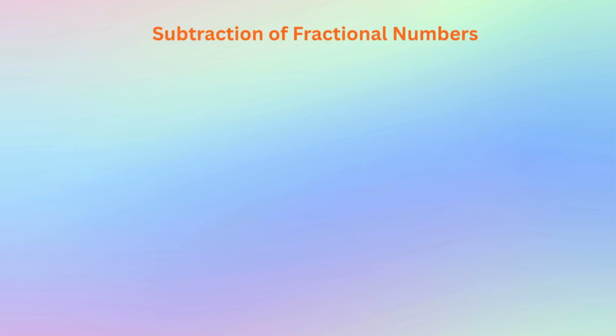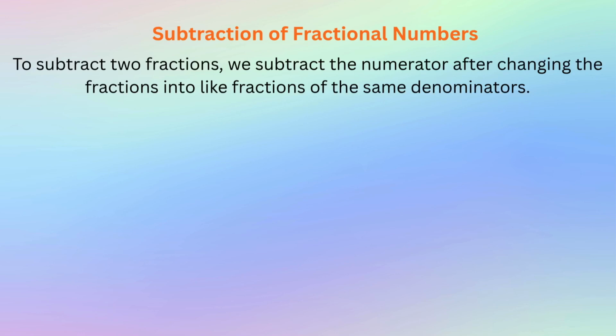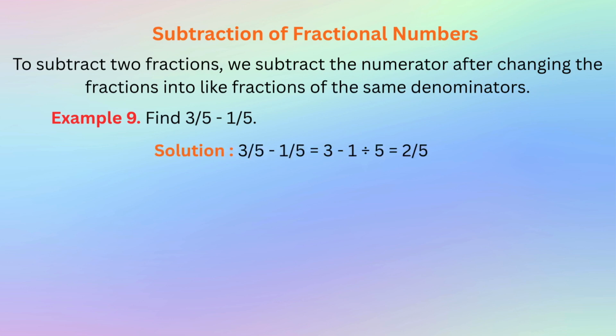Subtraction of fractional numbers. To subtract two fractions, we subtract the numerators after changing the fractions into like fractions of the same denominator. Example 9. Find 3/5 minus 1/5. Solution. 3/5 minus 1/5 equals 3 minus 1 divided by 5 equals 2/5.